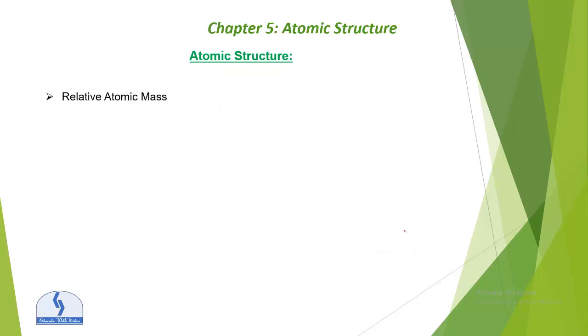Okay, next topic is relative atomic mass. What is the relative atomic mass? It is represented by Ar. In order to ensure consistency, the atomic masses of all the isotopes are compared to a reference isotope. This reference isotope is normally taken as carbon-12. The reason for taking C-12 as the reference isotope is that it is the commonest form of carbon and is present in almost all organic compounds.